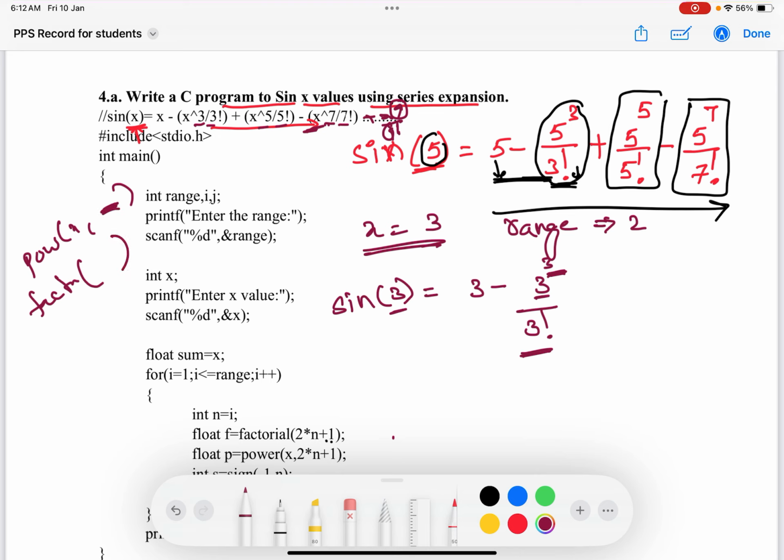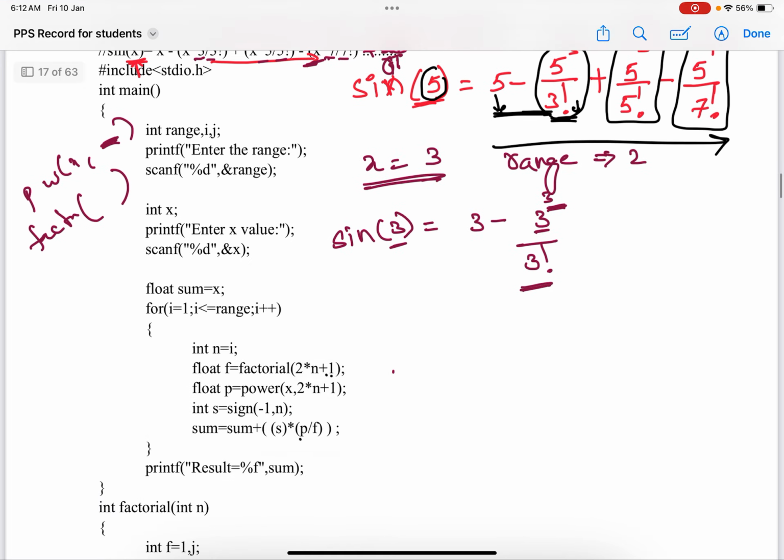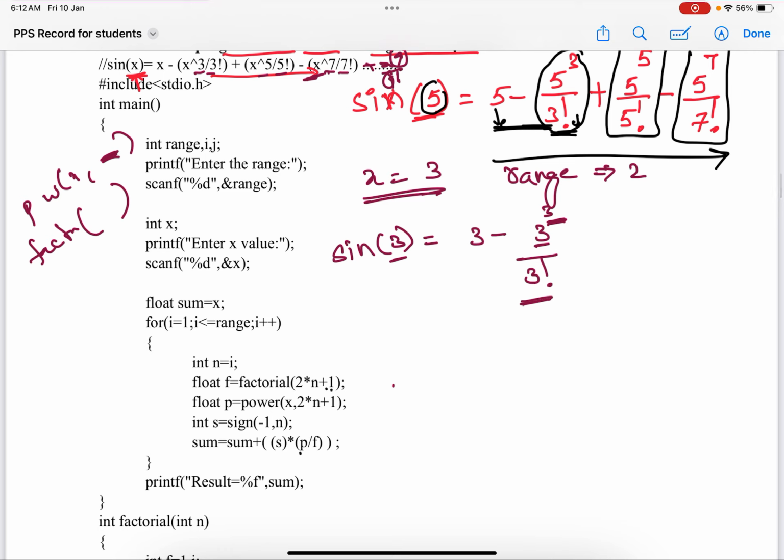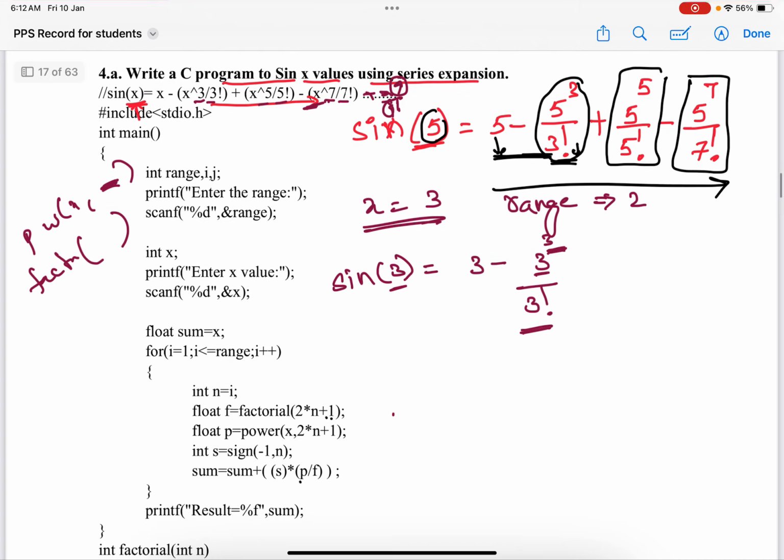Correct? Now what we're going to do is simplify this one. After you calculate power and factorial, you just have to write a simplified formula. The formula is what? S into, what is S? Sign into power by factorial. Correct? So this is the final equation. Now let's trace the code.